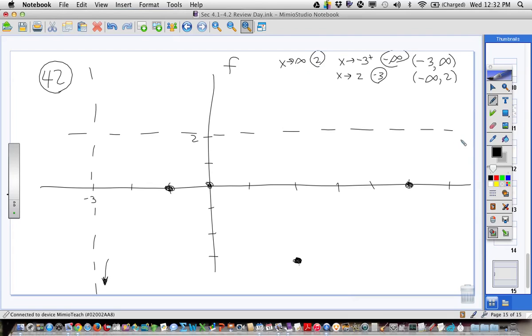So as x approaches infinity, so that means way out here, we got a horizontal asymptote at 2, right? Remember, we said with a horizontal asymptote, it's okay to cross a horizontal asymptote. So could we go up here and then come back down and kind of do that? In this problem, no. Why? Because the range is limited from -infinity to 2. So we cannot go above 2 because of the range.